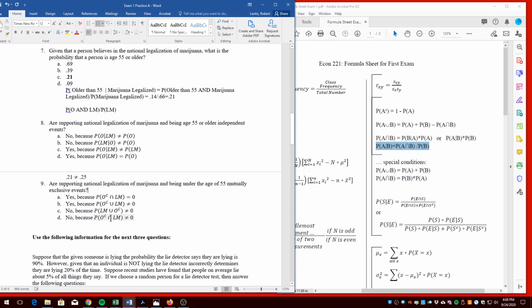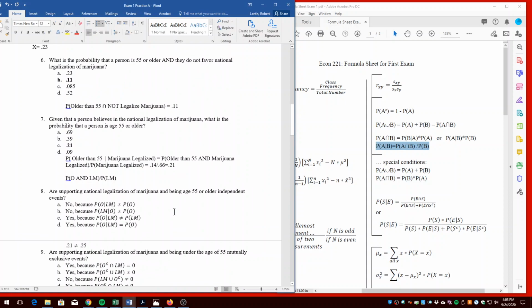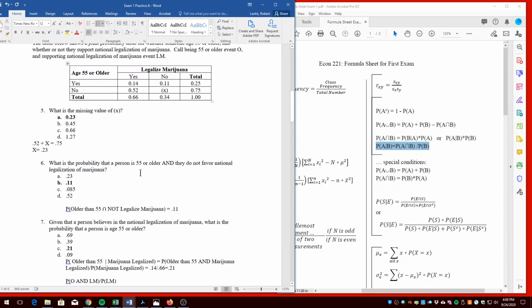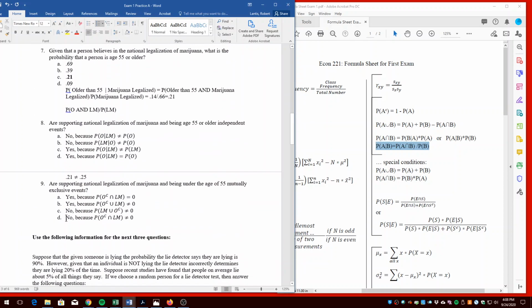So when we're looking at the intersection of wanting marijuana legalized and being under 55, the intersection of those two events is 0.52. Well, that's not zero, right? So if that's not zero, they can't be mutually exclusive. The only way we could have mutually exclusive events is if we have a zero here in the contingency table. So the answer here would be no, because that intersection is not equal to zero.